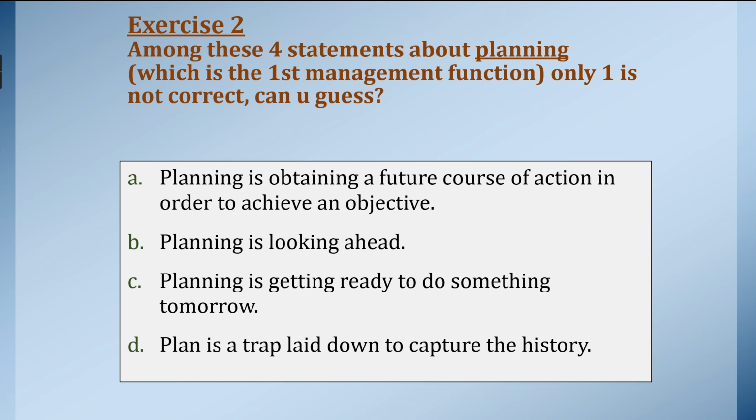So can you guess? Okay, you have A, planning is obtaining a future course of action in order to achieve an objective. Okay, planning is looking ahead. Planning is getting ready to do something tomorrow. Okay, plan is a trap laid down to capture the history. Okay, so kalau kita tengok daripada A, B, C, D, one is not correct, which is D. Okay, sebab planning memang betul, it's a future course, it's looking ahead, and it's getting ready to do something tomorrow or the day after tomorrow or in future. Okay, it's not a trap. Okay, dia bukan perangkap supaya kita lay down to capture the history.